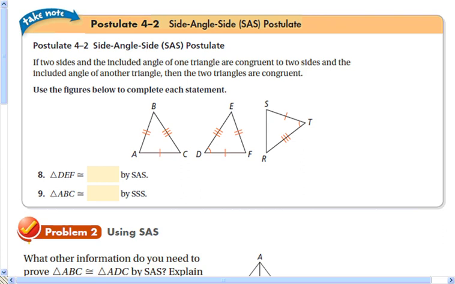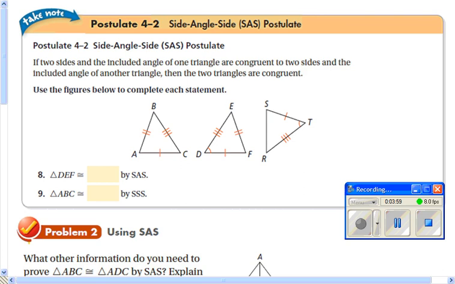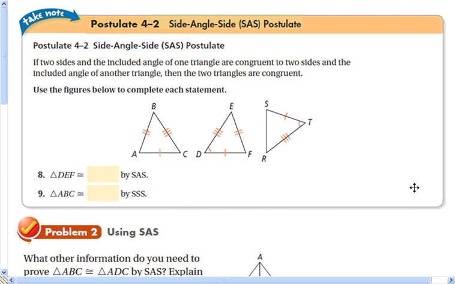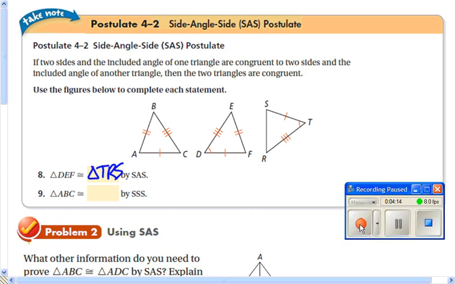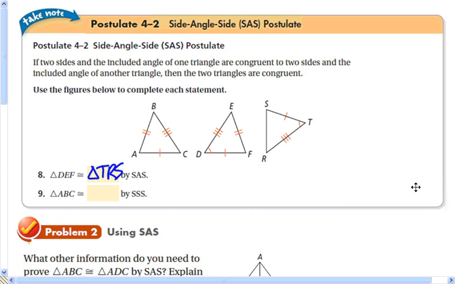So number 8 here, by side angle side, we have triangle DEF is congruent to triangle ERS. All right, triangle ABC is congruent to triangle FB by side angle side.